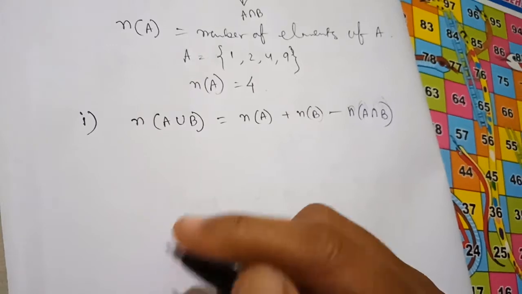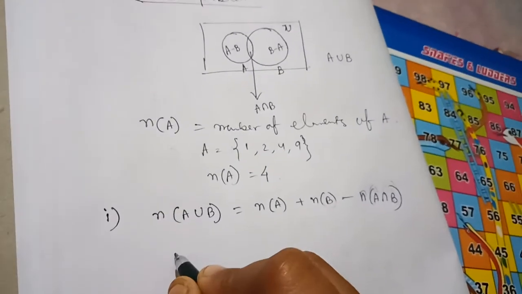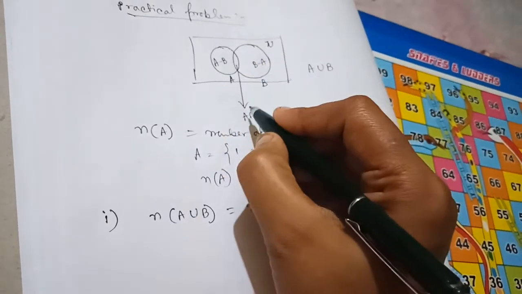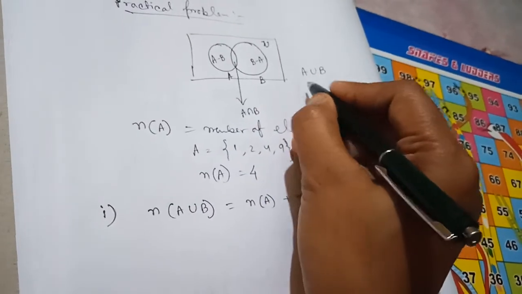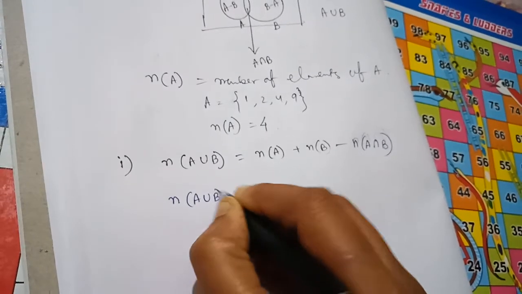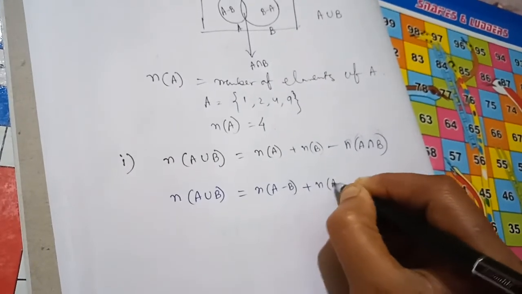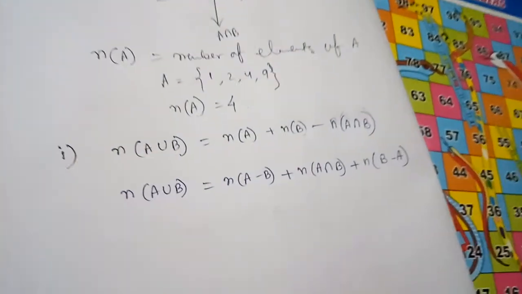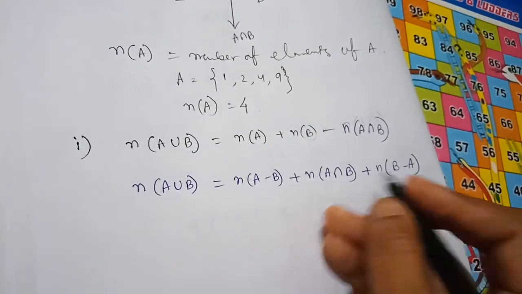How will you prove it? First of all, from the Venn diagram, we can see that the number of elements in this part plus the number of elements in this part plus the number of elements in this part is equal to the whole union. So we can write it. We know that n of A union B is equal to n of A minus B plus n of A intersection B plus n of B minus A. Right?